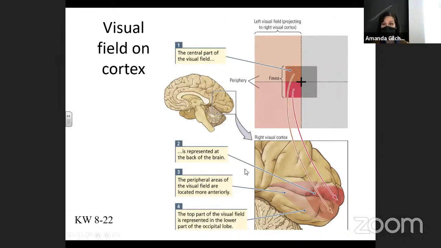Part of the reason for this is that your brain actually understands this. Here is what your fovea sees. So here's the image on your fovea. When that goes to the cortex, it flips. Notice, for example, that the bottom portion of the visual field is on the top part of the cortex. The top part of the visual field is on the bottom part of the cortex.